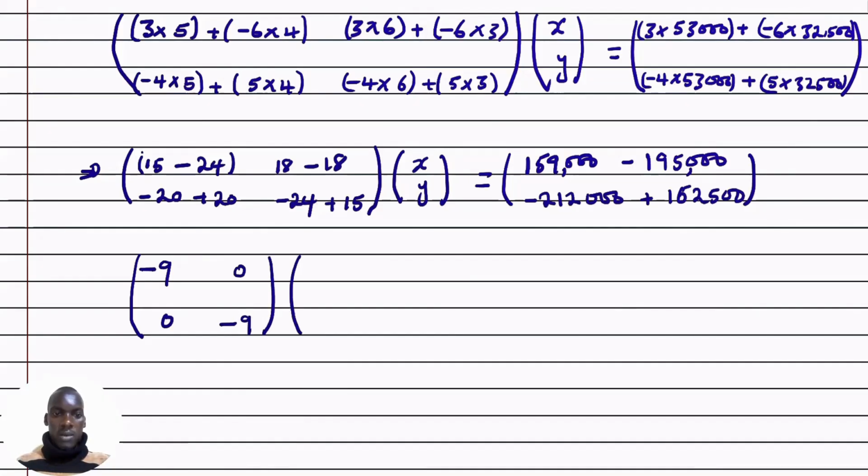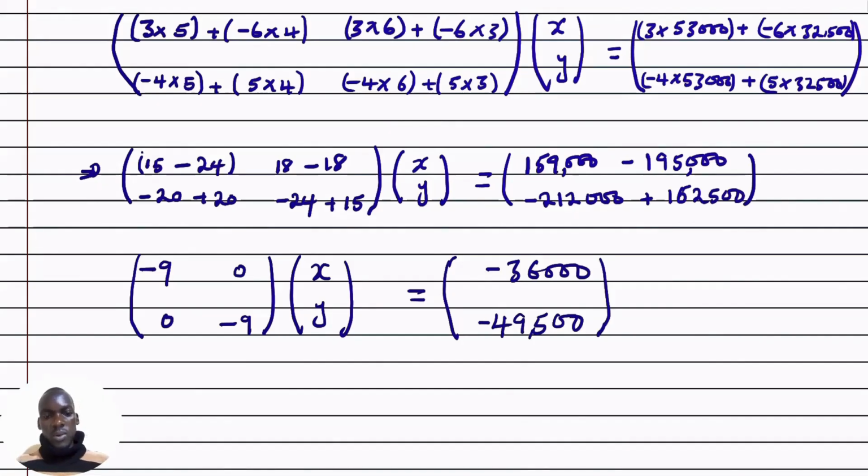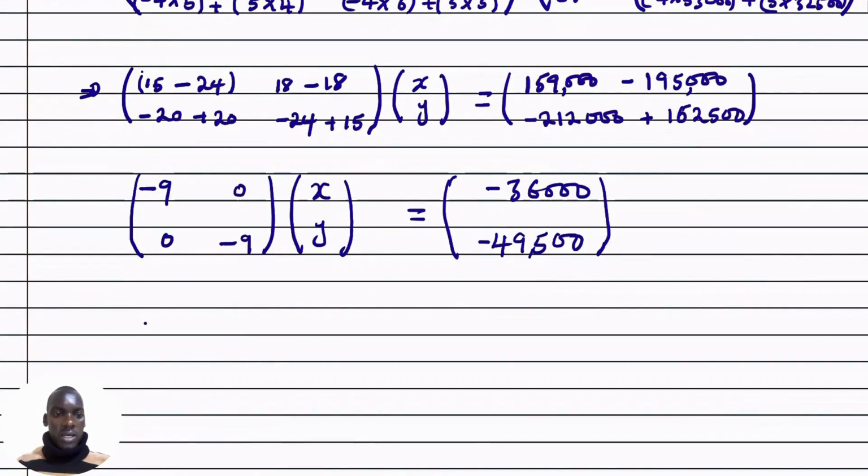But the whole of it multiplied by the x, y equals, as we simplify still on the right hand side, we are getting negative 36,000. Then down here as we simplify, we are getting 49,500, but negative. So now as we simplify, multiply still, simply we are going to have the negative 9x plus 0y, or plus 0, being equal to the negative 36,000. And still the negative 9y plus 0 equals to the negative 49,500.